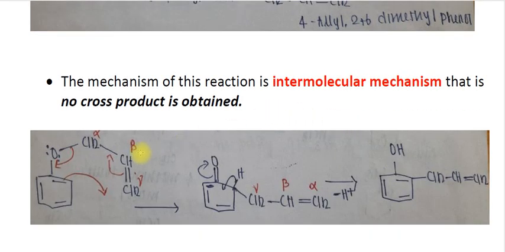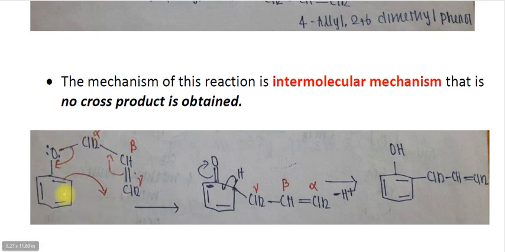So what type of mechanism is taking place here? The mechanism of this reaction is intramolecular. That is why no cross product is formed. Here the rearrangement is taking place in an intramolecular manner. Consider an example.